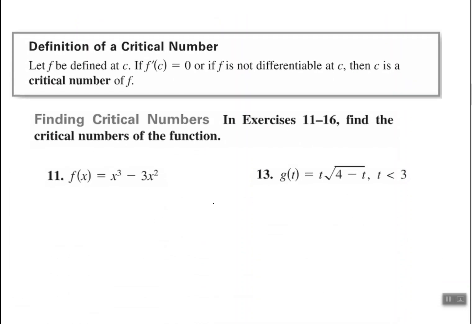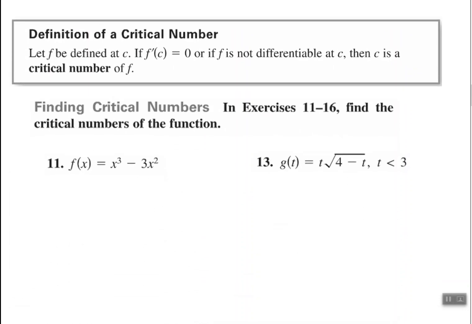All right, so definition of a critical number. Let f be defined at c, and then if f prime of c equals 0, or if it's not differentiable at c, then c is a critical number. Okay.